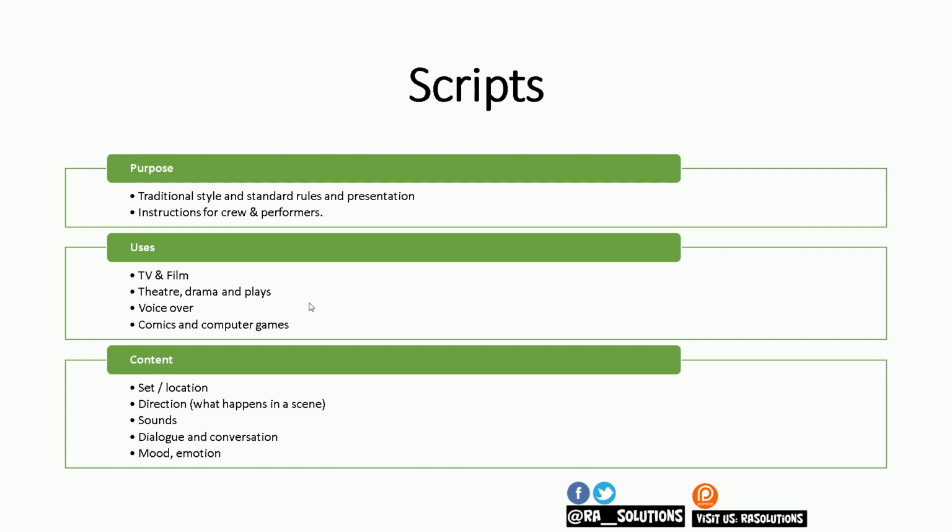In terms of content, what's included in the script? The set, location, direction, what happens in the scene, sounds, dialogue and conversations, which are crucial, and the mood and emotion within the dialogue which is happening.